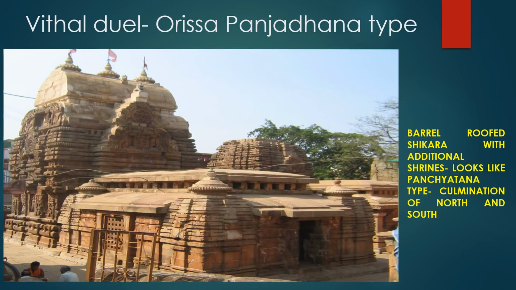This is the Panchayatana type of temple we have in Orissa. A barrel roofed sikhara with additional shrines looks like a Panchayatana type. It is a culmination of North and South Indian temple architecture. So we have the rectangular shape, like a wagon roof like Vimana, and many groups of temple shrines within the complex. It is a Vaital Deul of Orissa. It belongs to Panchayatana type.